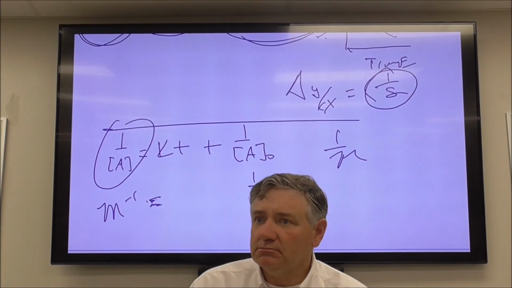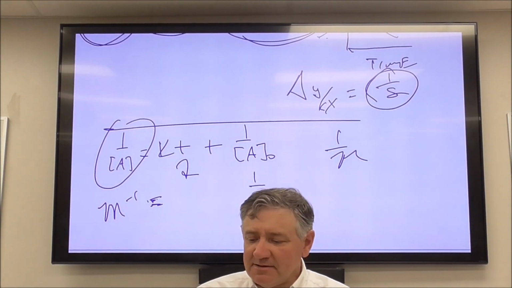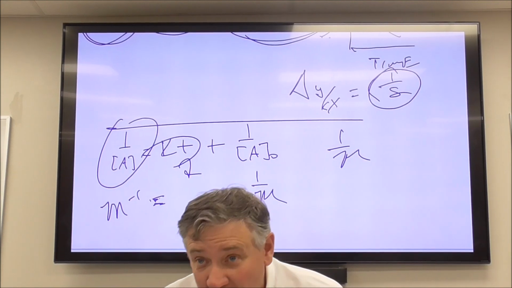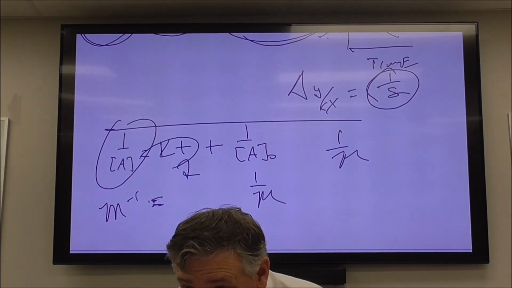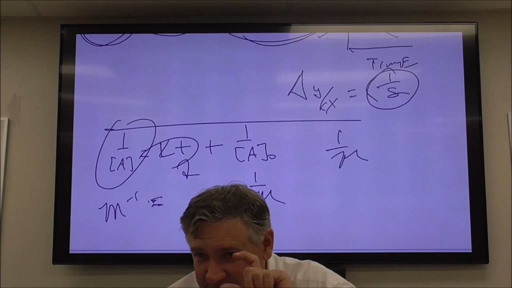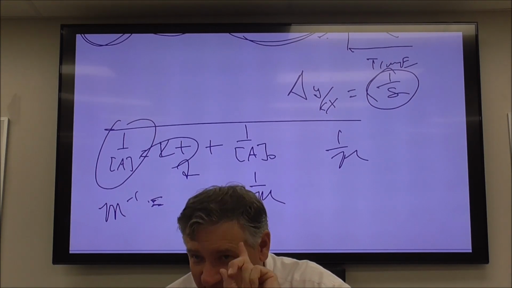Okay, well that's cool, right? So here's my KT value. When I multiply K and T together, what do I have to get? What do I have to get when I multiply K and T? You have to get molarity by itself. Oh, you have to put molarity on the top.